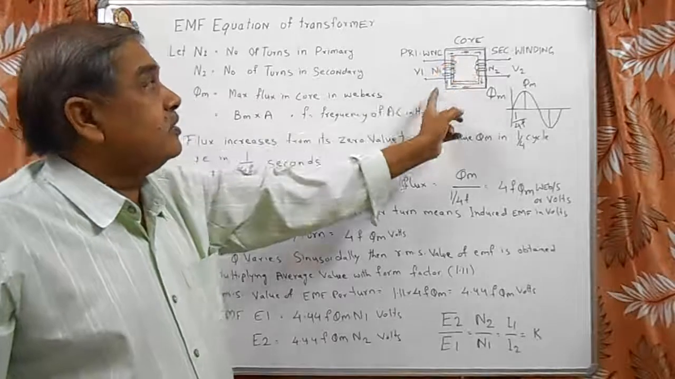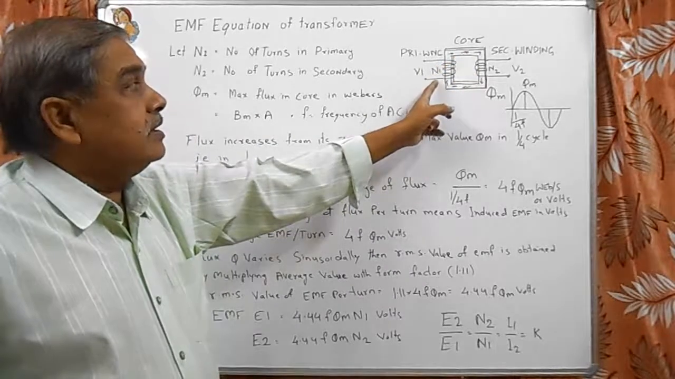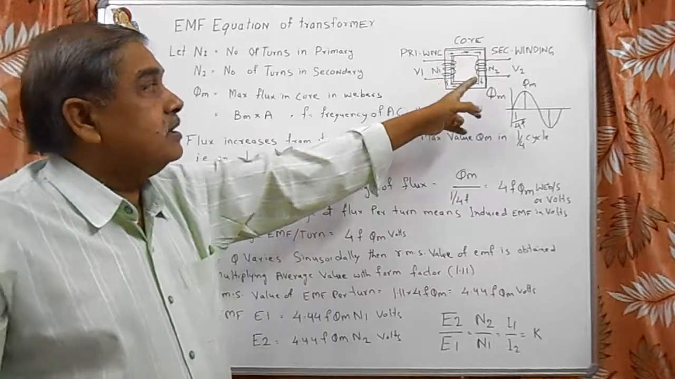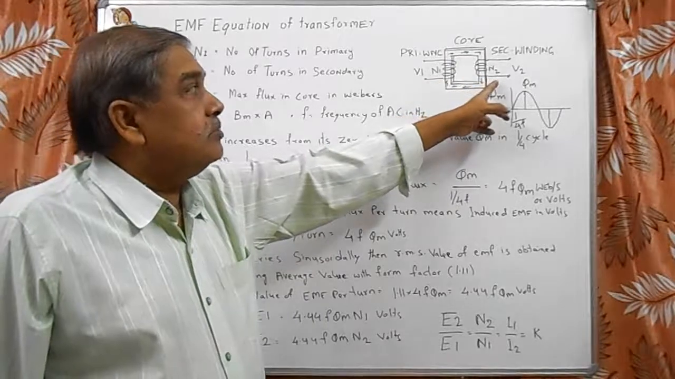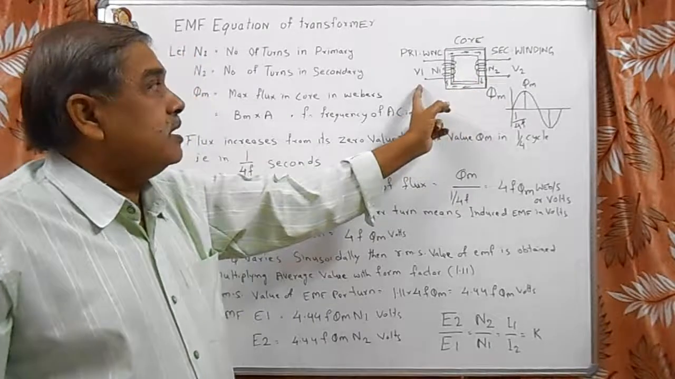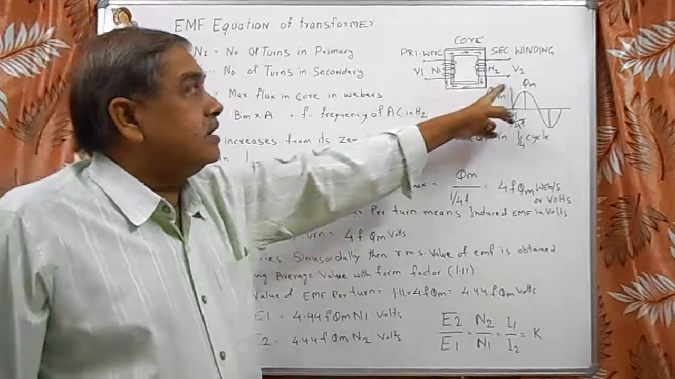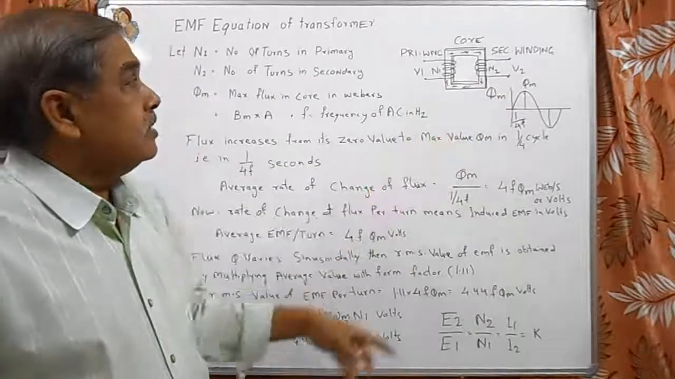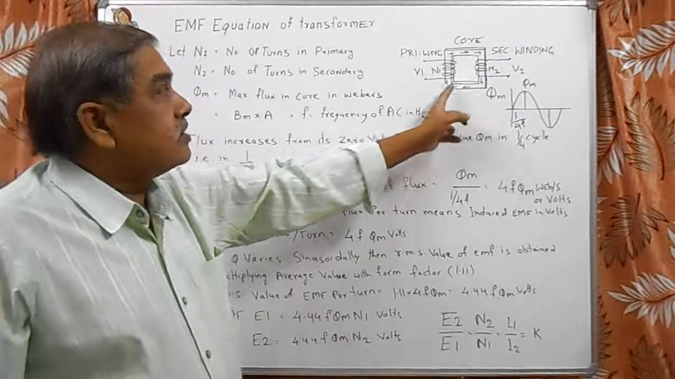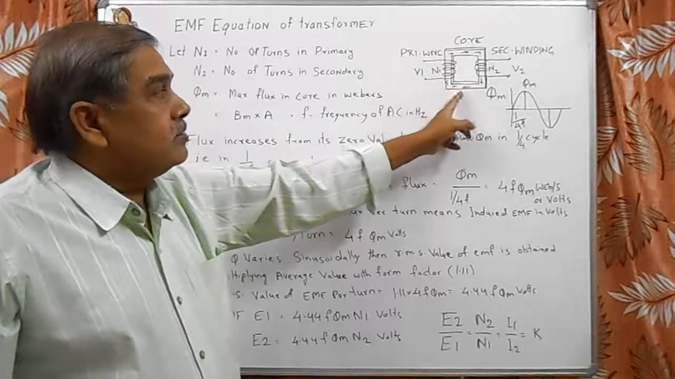It is the core. This one is the primary winding. It is having N1 number of turns. It is the secondary winding having N2 number of turns. It has primary applied voltage V1 and secondary voltage is V2. Here this is the flux flowing through the core.